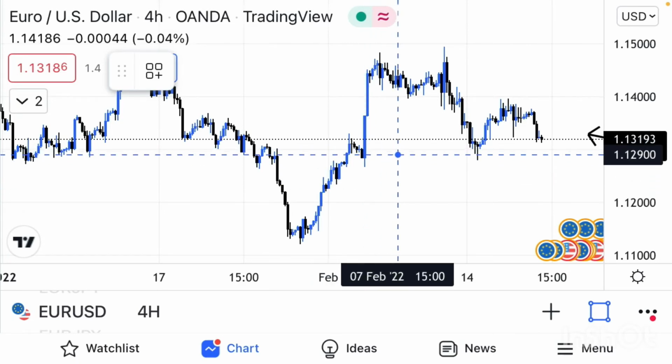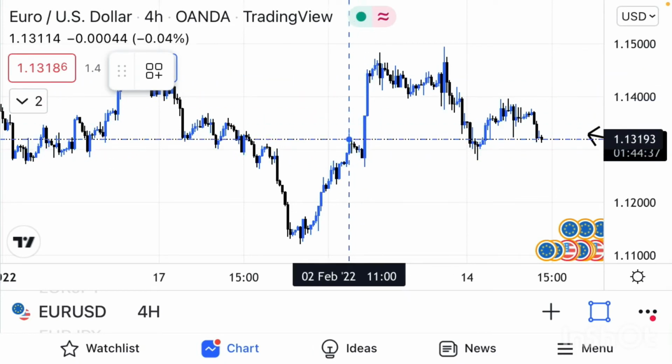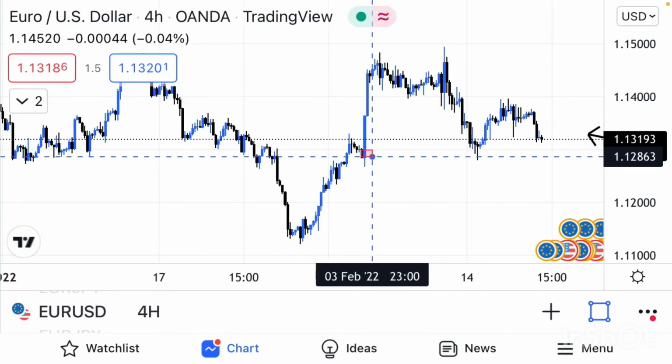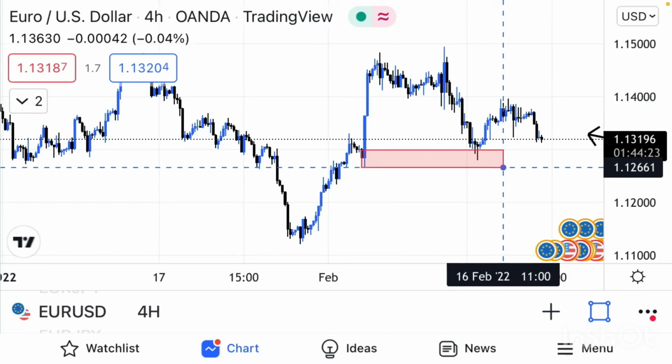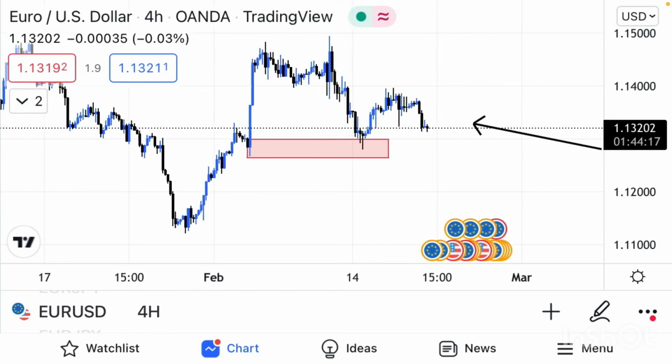So you see this candle, this impressive move gave us this candle. As you can see, this is the last bearish candle before this move. So we draw it from the opening of the candle to the wicks. This is the wicks. Please don't mind the color, I'll change these colors.